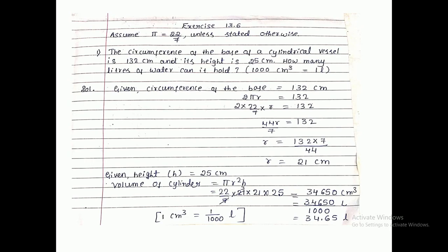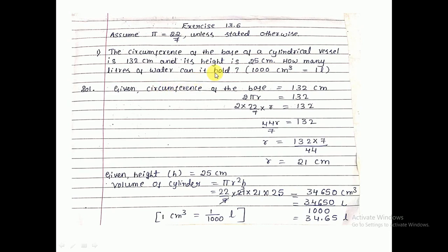I am not going to explain all the sums. If it is necessary, then I'll explain. Okay, so here we have exercise 13.6. The first question: the circumference of the base of a cylindrical vessel is 132 centimeter and its height is 25 centimeter. How many liters of water can it hold?